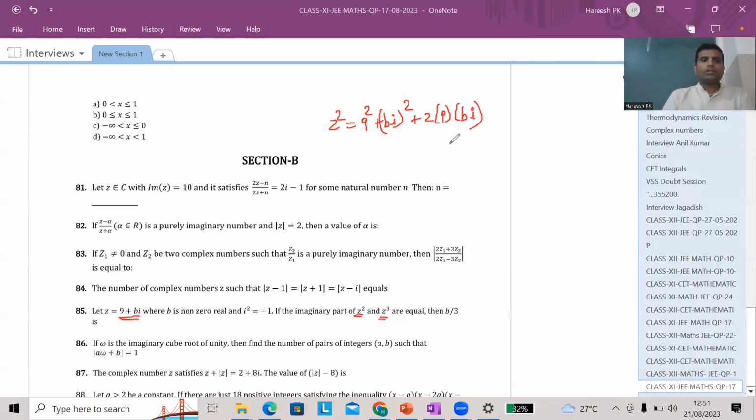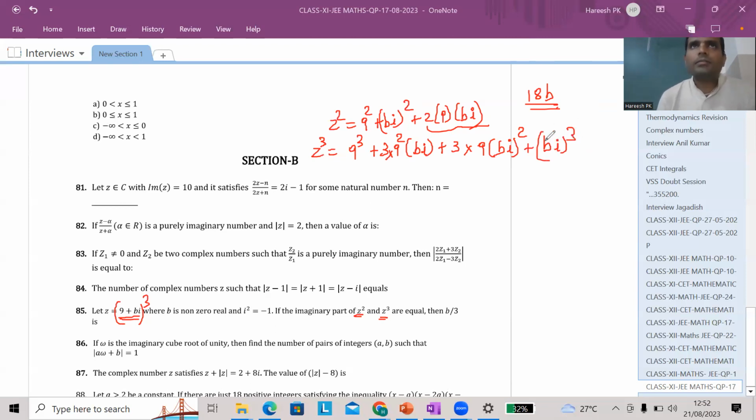So in this, the imaginary part is only this. So I can say 18b is the imaginary part. Z cube, that is (a plus b) whole cube. What is (a plus b) whole cube? a cube plus 3a square b plus 3a b square plus b cube.